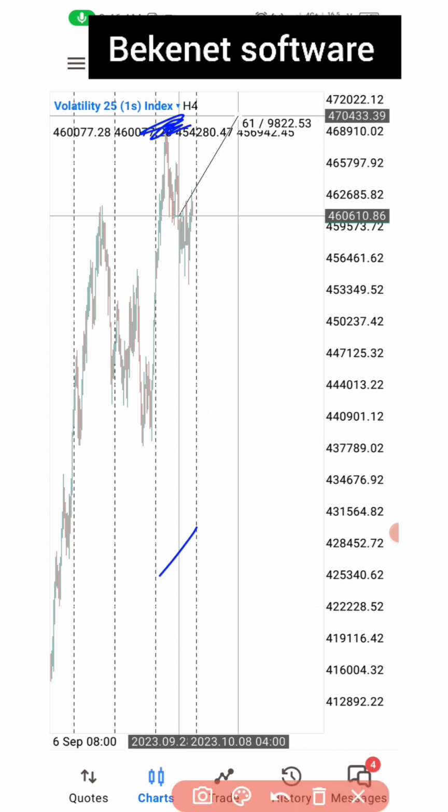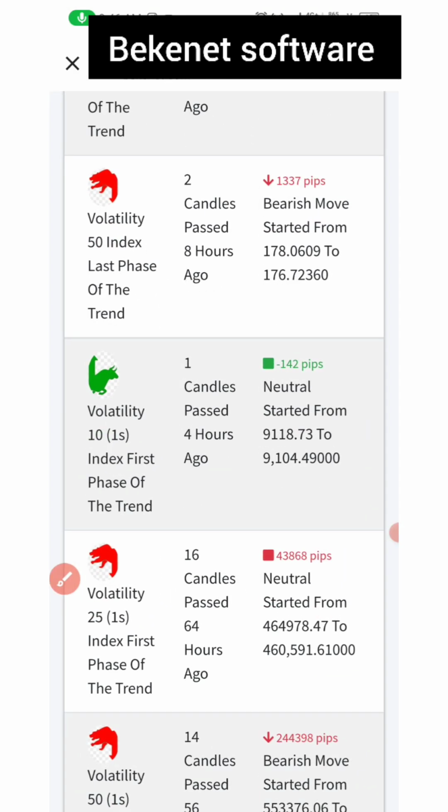Price has no business here again, except if there is news, because volatility doesn't have news, and this is not boom and crash. This is just normal volatility. So price is still going to drop down until you see a last phase. Please guys, I know why I'm taking my time to do this, because a lot of you will not have that patience for it to turn. So once you see last phase neutral, you go and enter.